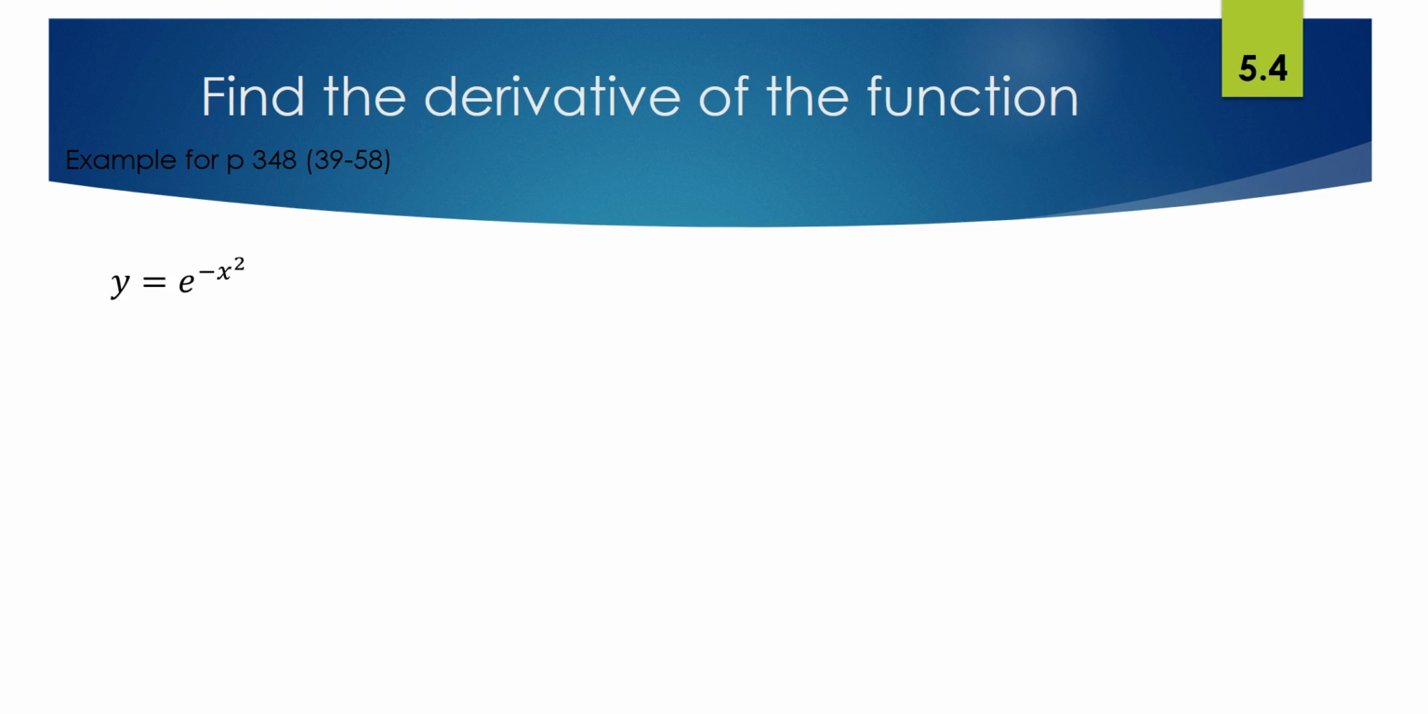So your slides are getting gradually a little more difficult. This is just another e to the u, but my u happens to need a power rule. So now I've got y prime is equal to deriving my u, u prime negative 2x, e to the u, negative x squared.